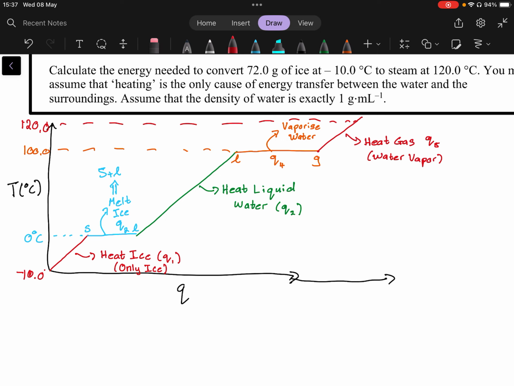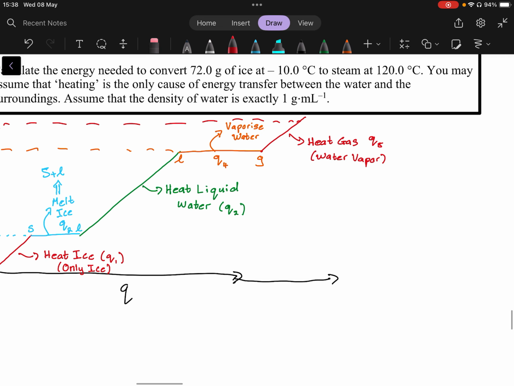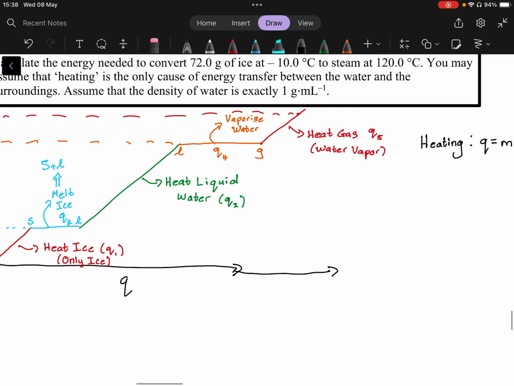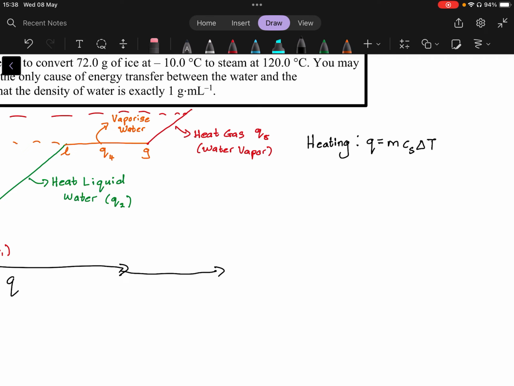Right, so that's the process that's happening. We heat a substance in the same phase. Once it undergoes a phase change, we have a plateau, but there's still heat being added. So let's think about how to calculate those things. So how do you calculate the amount of heat in heating? In heating, you use the specific heat capacity. So you use the mass, its specific heat capacity and the temperature change. So that is how you calculate it for lines that are diagonal.